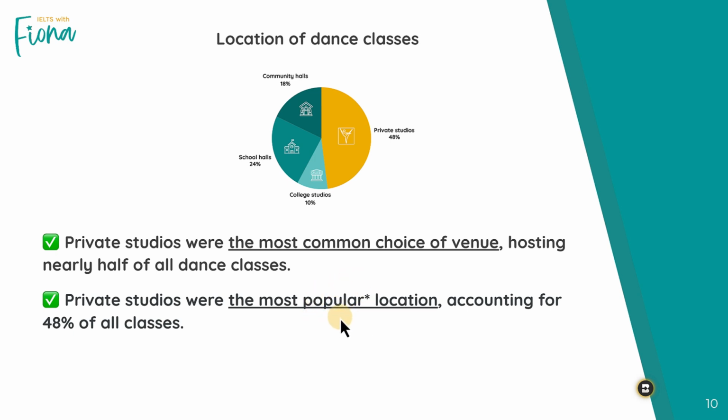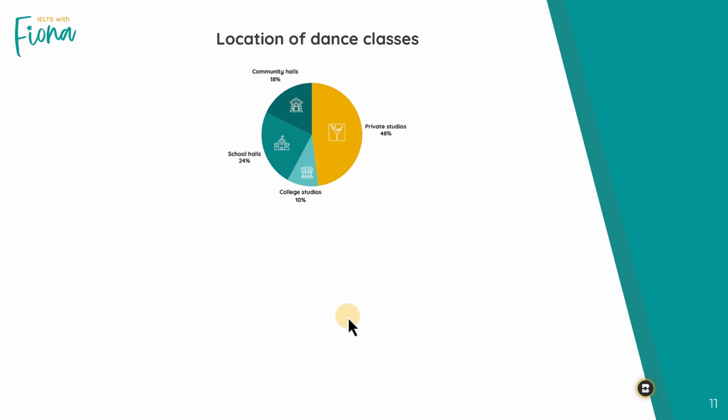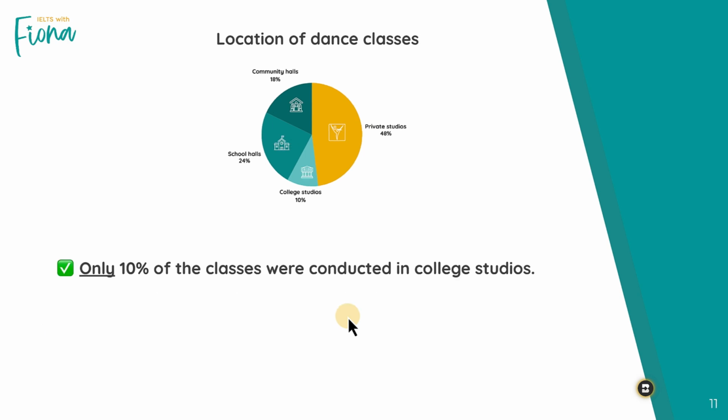Because what does popular mean? Well, it either means that most people like that location, or it means that most of the people holding or hosting the classes like that location. And this is where the confusion comes, I think. I'll explain a little more in a minute. Just let's finish with possible answers.